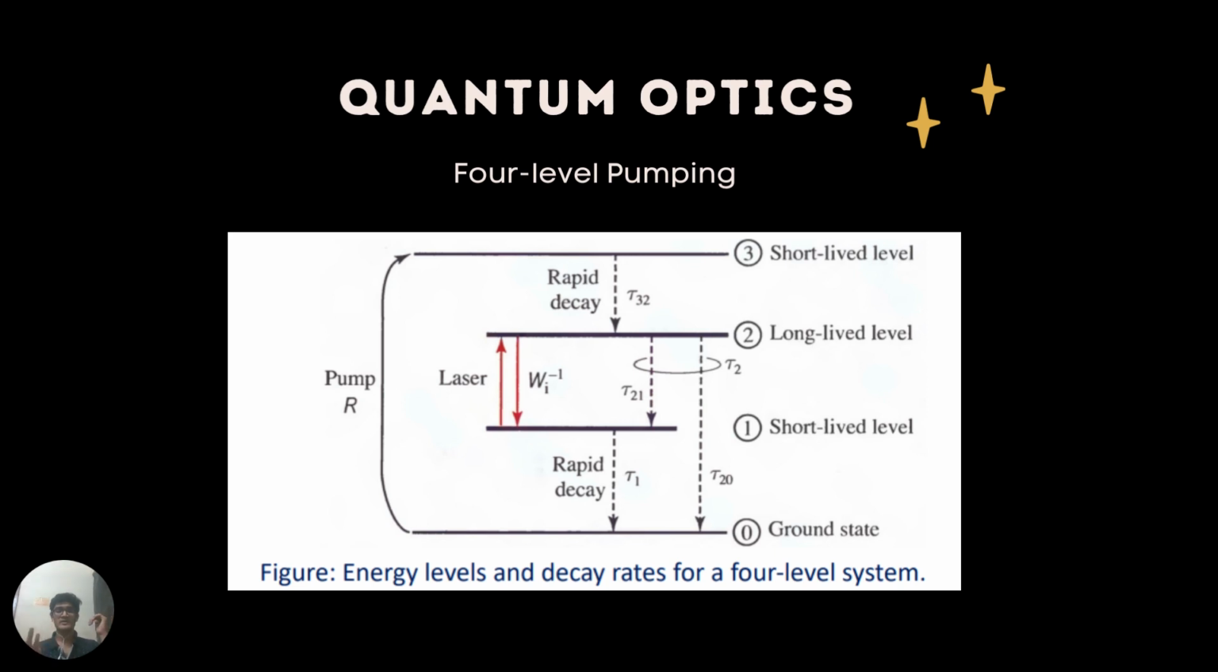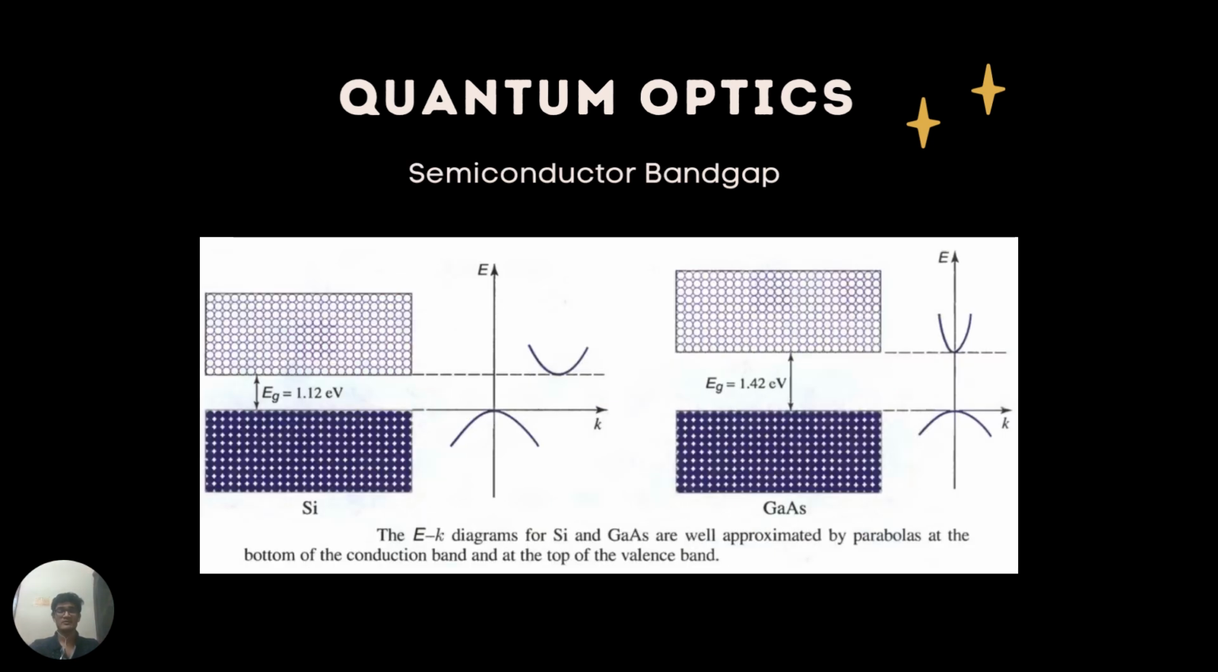Now, four-level pumping can be easily understood: the electrons go from 0 to 3, from 3 rapidly to 2, and 2 to 1. 2 is a long-lived state, while 1 is a short-lived state. So when they fall down from 2 to 1, they don't stay at 1 for a long time and rapidly fall down to the ground state. And this generates the required photon.